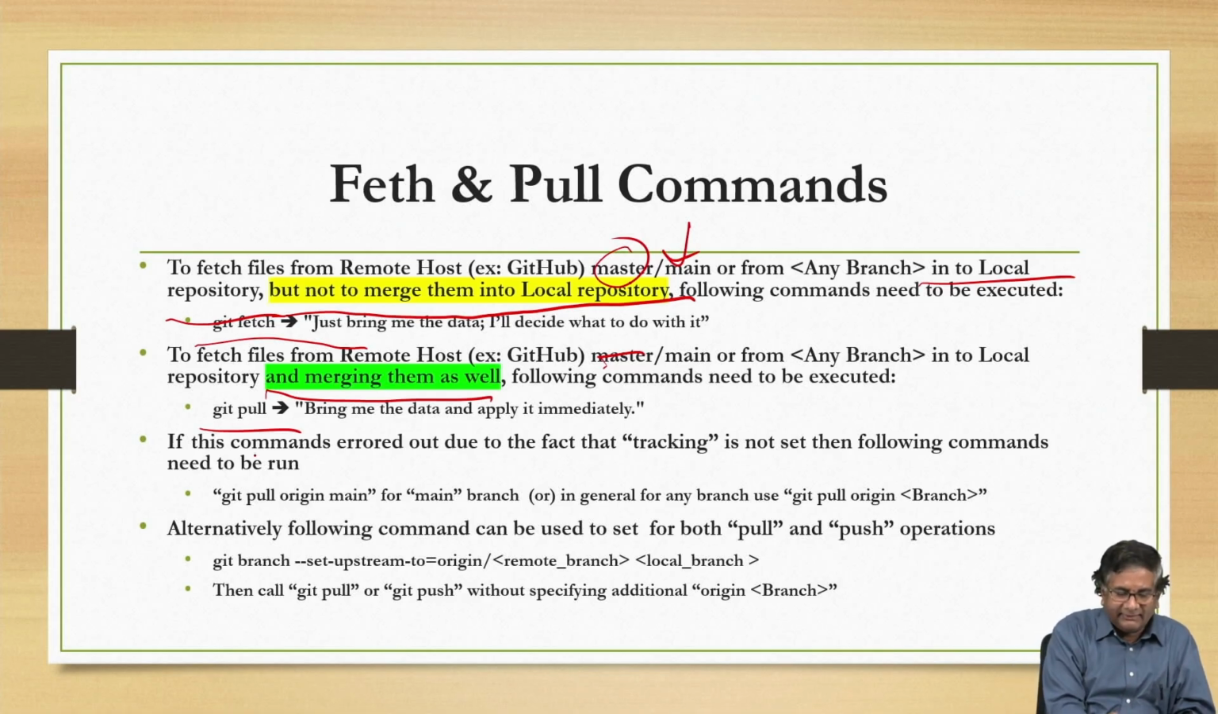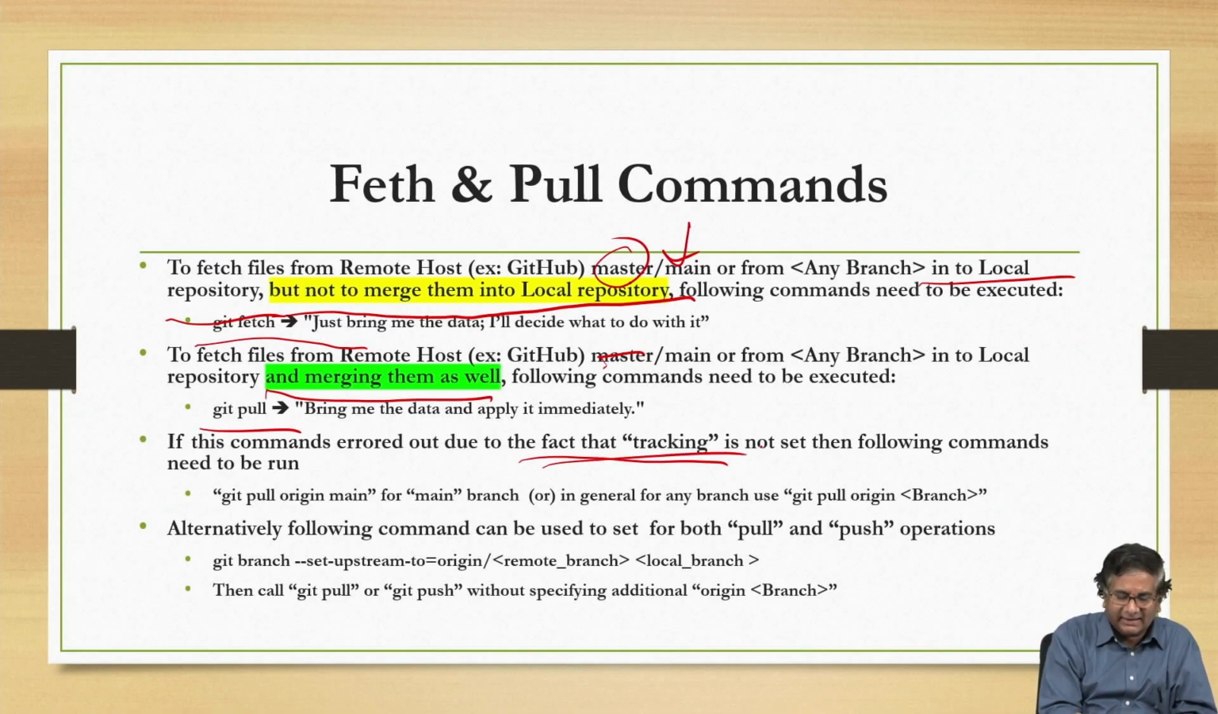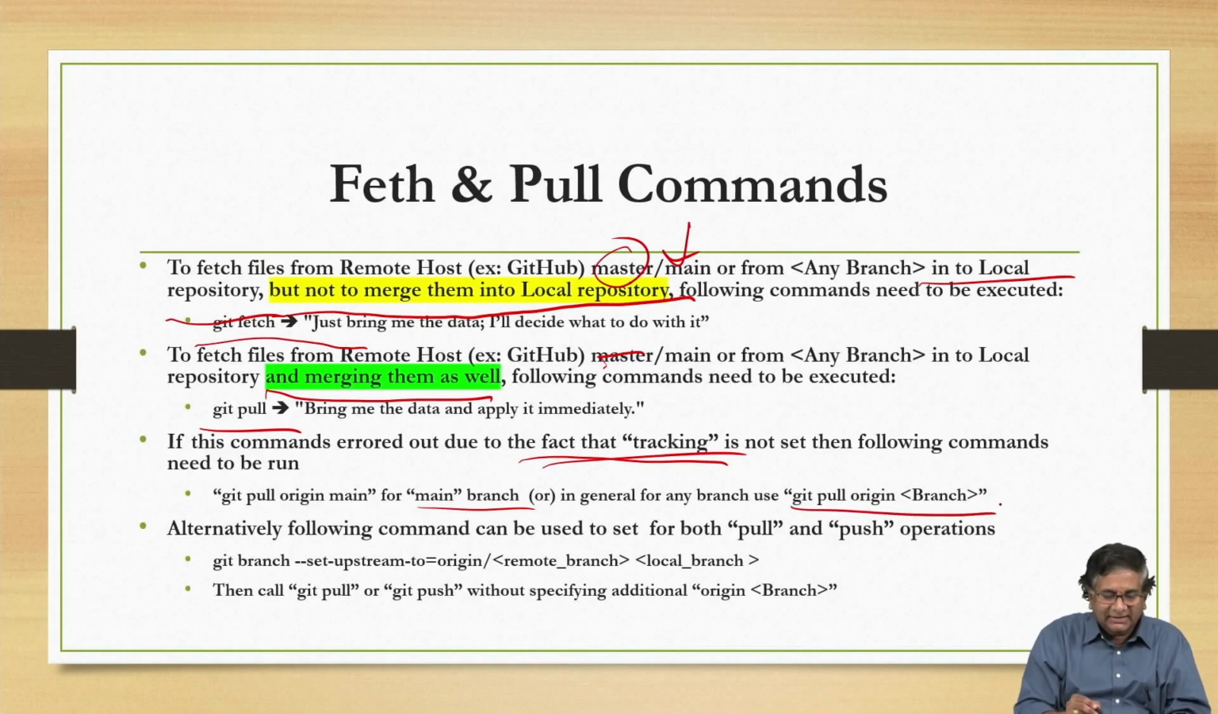In some cases these commands error out, and I will tell you what those cases are. That case is like tracking is not allowed. I will tell you what tracking is in a few minutes. But if you get this error, the command we have to give is git pull origin main, where main stands for the main branch or any other branch. Git pull origin branch name. So basically you add these two words, origin main.